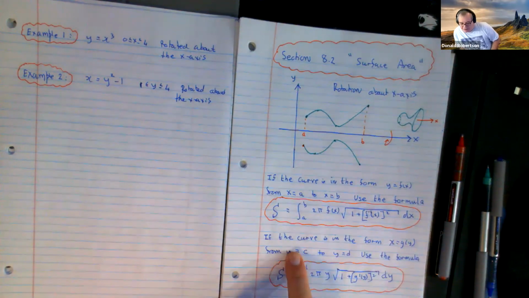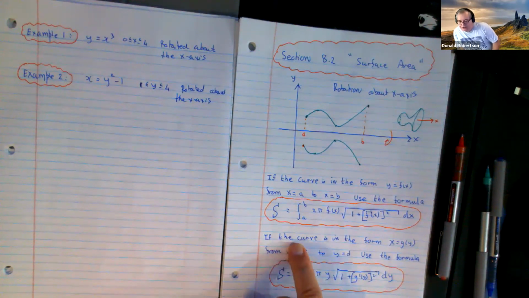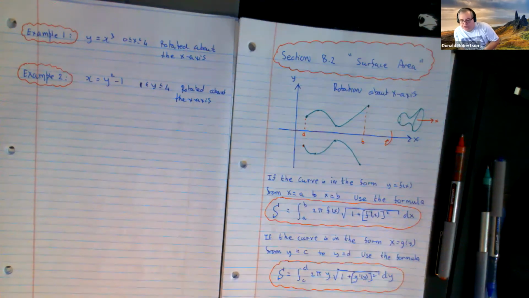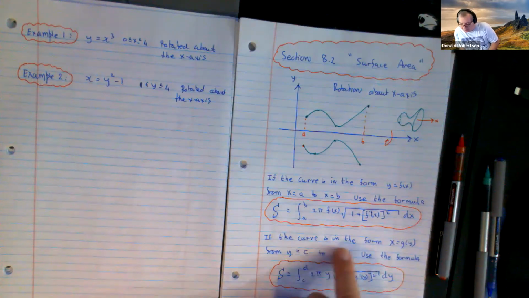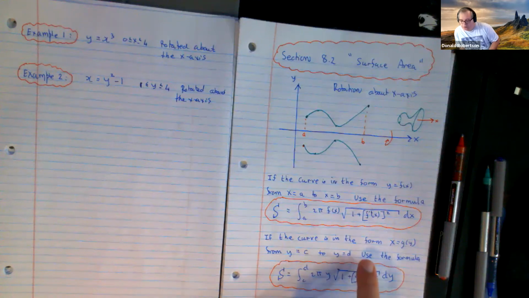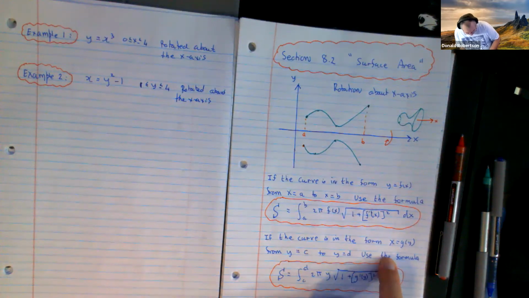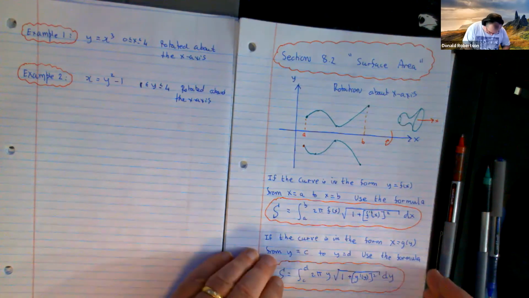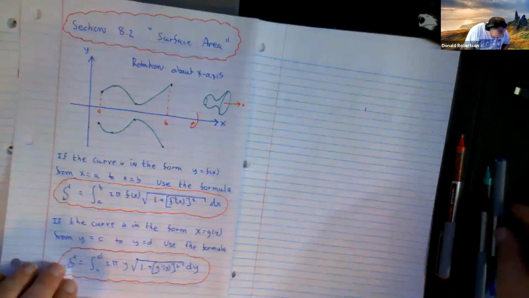But this is the kicker. If this curve up here wasn't written as y equals x cubed, but x equals the cube root of y plus 4, something like that, x equals a function of y, x equals g of y, and it went from c to d, but it was still rotated about the x-axis, then this is the formula that you use. The integral from c to d, 2 pi y, the square root of 1 plus g prime of y squared dy. I guess I should probably draw a little picture for that.